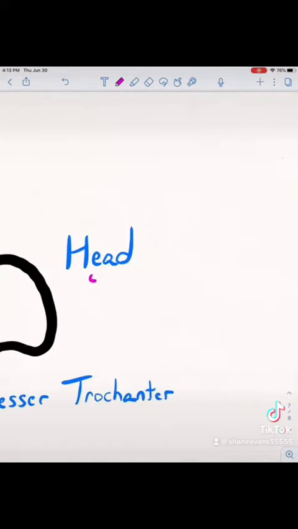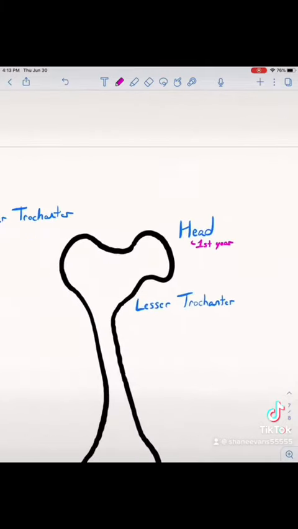So for the primary ossification center, think of a baby being born. The first thing that comes out is going to be the head. So that's going to be first year.